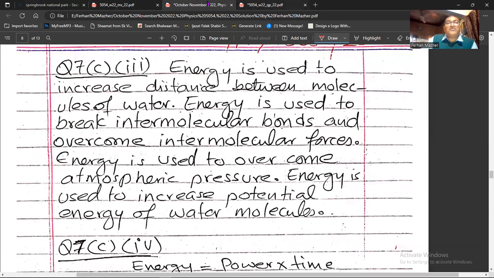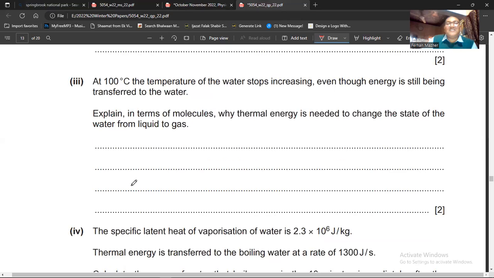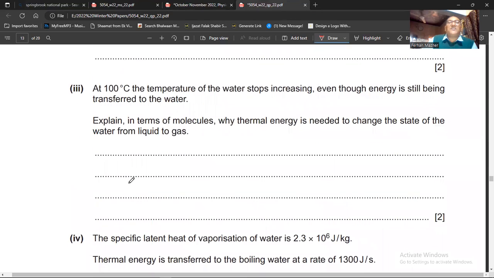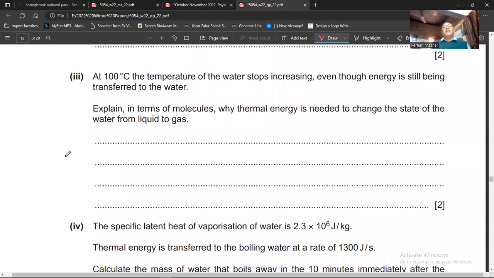I think we have missed, oh, sorry, I missed one part, this third one. Okay, so let's do the third one first. Sorry, I missed the third one. At 100 degrees centigrade, the temperature of the water stops increasing, even though energy is still being transferred to the water. Explain in terms of molecules why thermal energy is needed to change the state of water from liquid to gas.